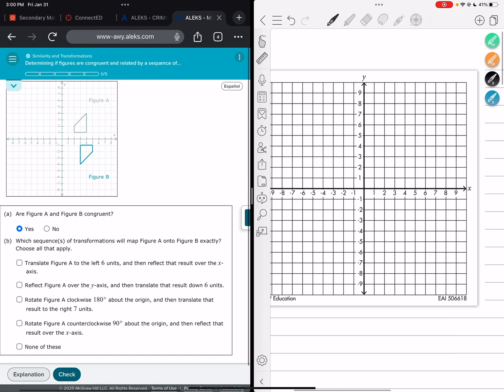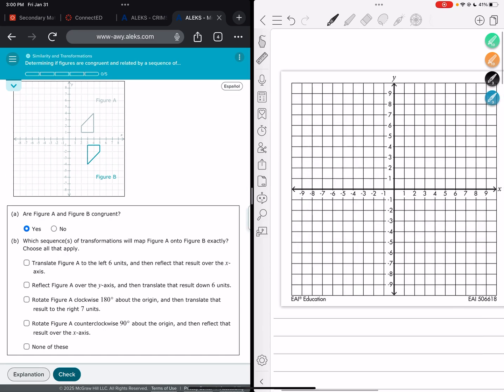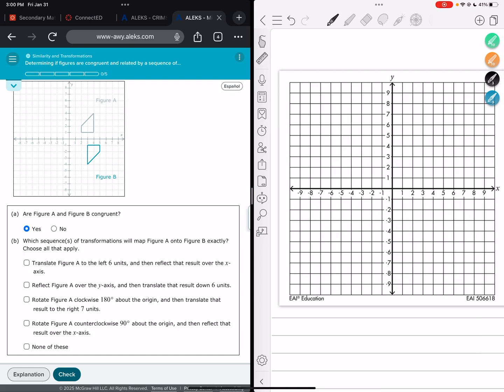So if I look at this, if I translate figure A to the left 6 units, that means that it would put it over here in this second quadrant right here. It would be somewhere right here. Okay, then we want to reflect it over the x-axis, which means it'd put it down here somewhere, and it would look something like this. That's not B, so we know it's not that one.